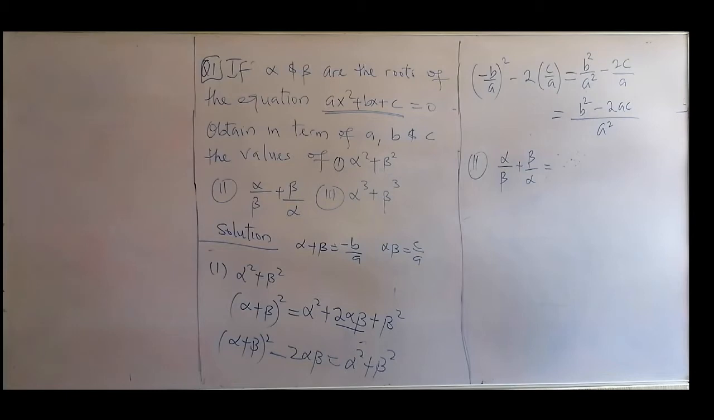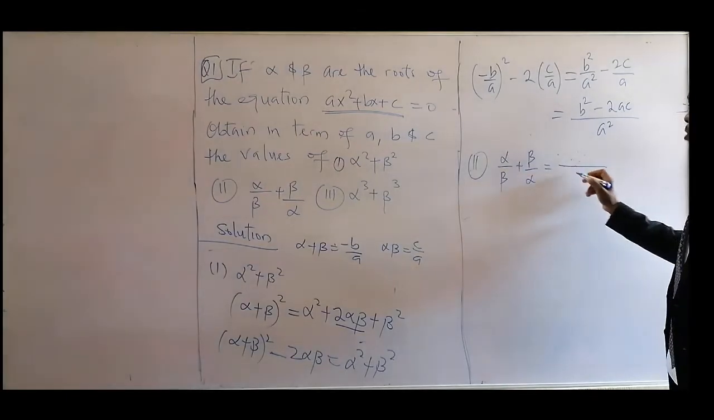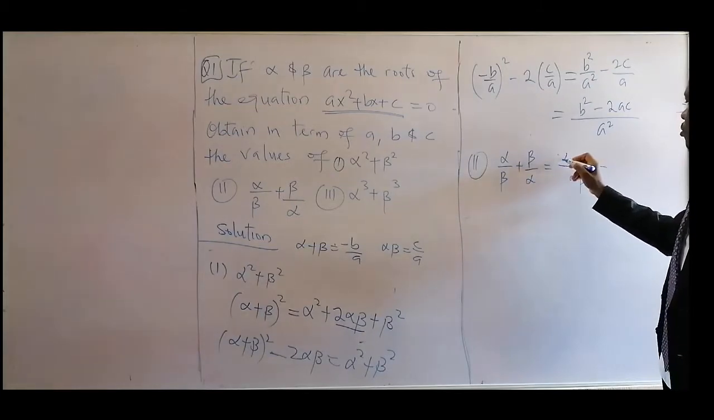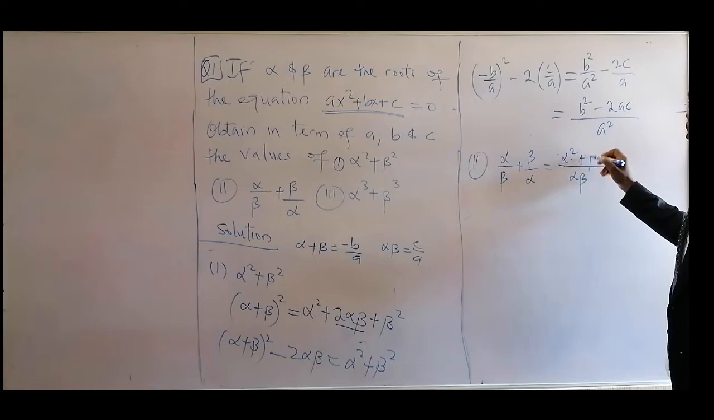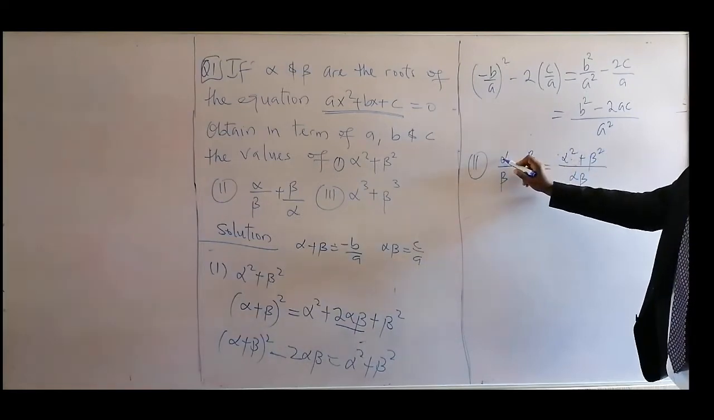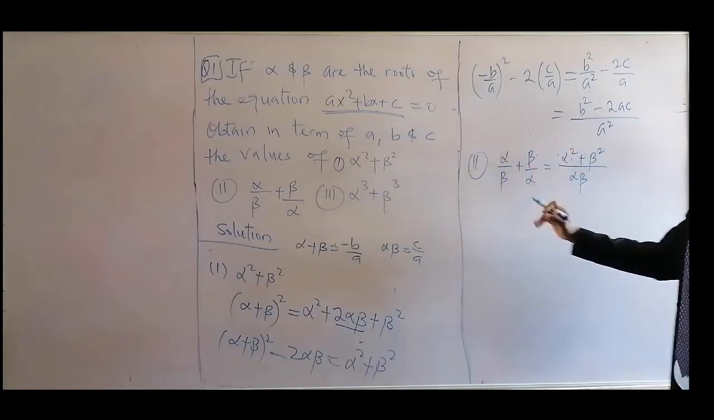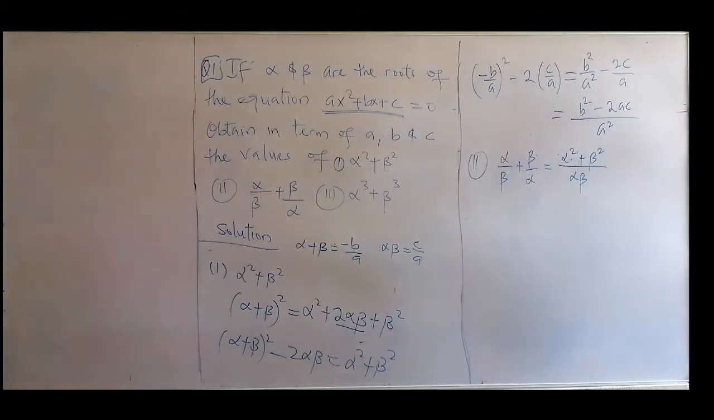Find the LCM of the denominator, that will be alpha beta. That will be equal to alpha square plus beta square. Just alpha square, multiply this one, and then beta, this one, this way plus this way, and then all over this and this. So that's what you have. And you've already gotten alpha square plus beta square, which is the previous solution.